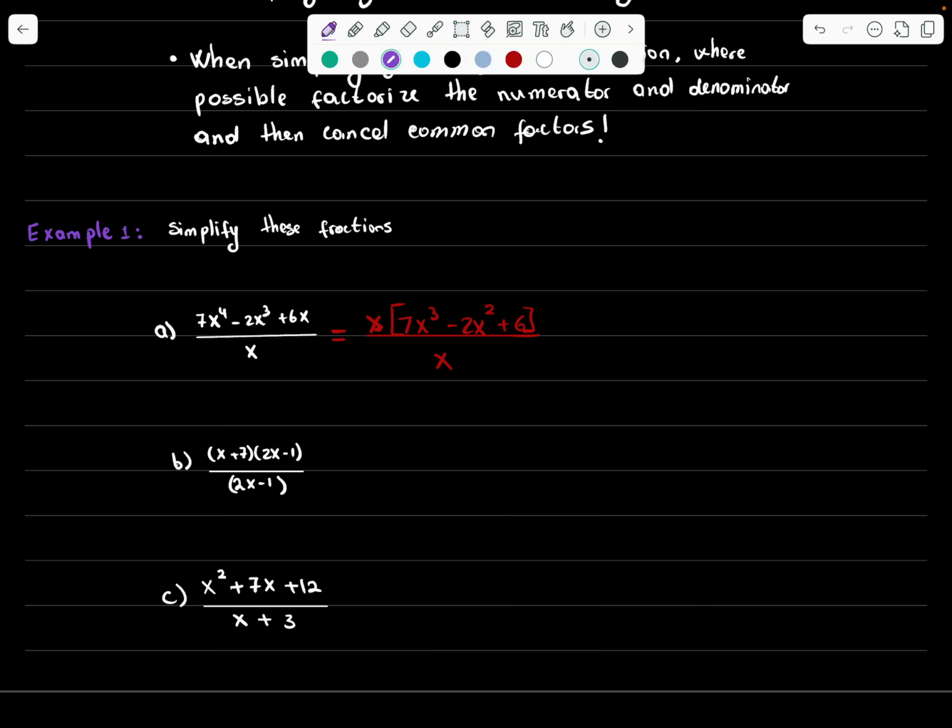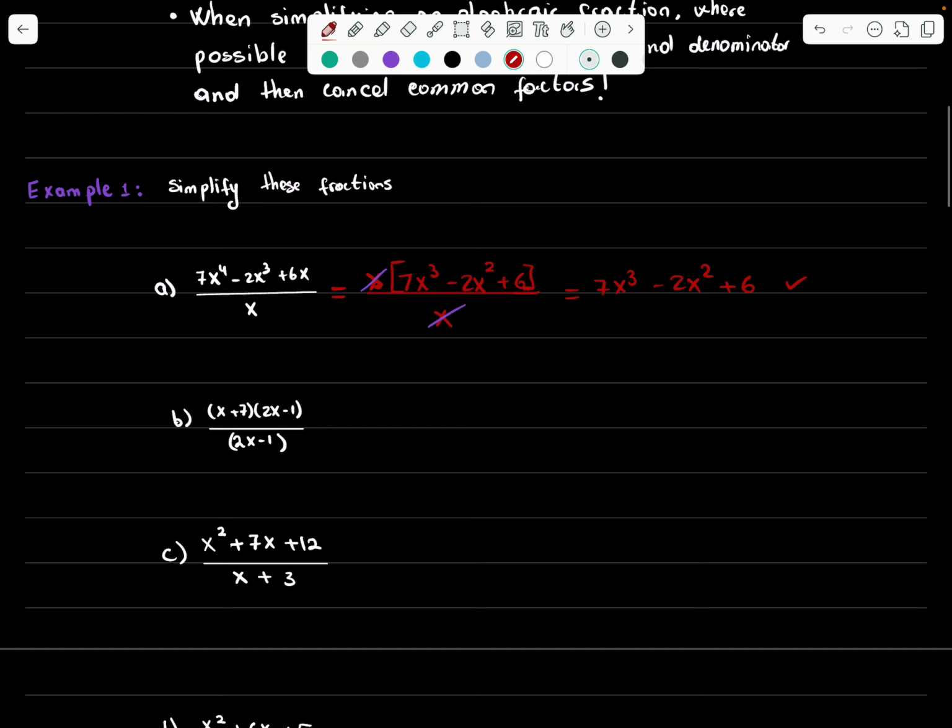Okay, once you have done this, you can see the x's are the common factors. You can simplify them, and that's going to give you 7x cubed minus 2x squared plus 6. That's going to be the final answer. Okay, the next question is even easier. That's already factorized for us.